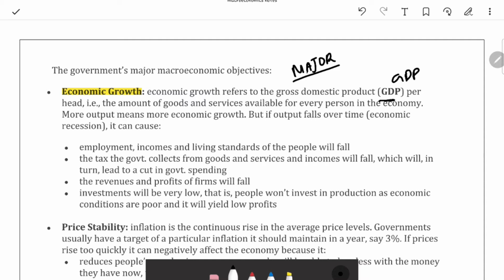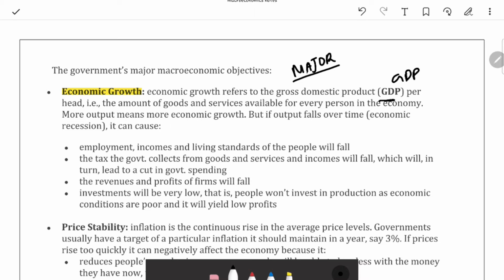Now in the economy we know that there is producing and there is consuming. Economic growth basically focuses on how we can increase the output in the economy. In simple terms, that's all you need to understand. Now, why do we want to increase the output?